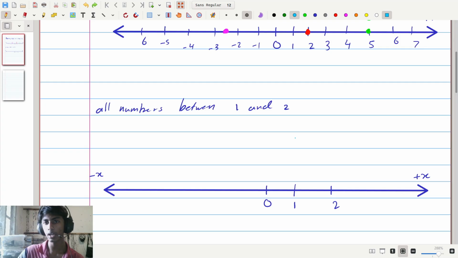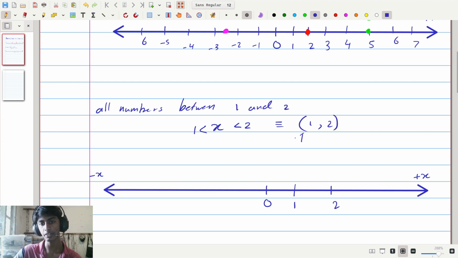So what I mean by all numbers between 1 and 2 are the numbers that are greater than 1, i.e. let's call this number x, x greater than 1, and the values of x that are less than 2. So we want to represent this range. Representing this range with brackets, we can write that this is the same as the range (1, 2). And notice the round brackets indicating exclusiveness. If I had square brackets here, that would indicate inclusiveness, meaning that the actual endpoints are also included in the range that I want to write.